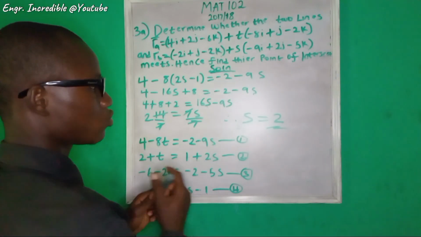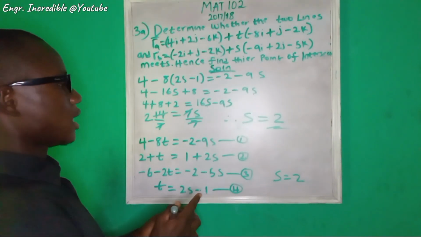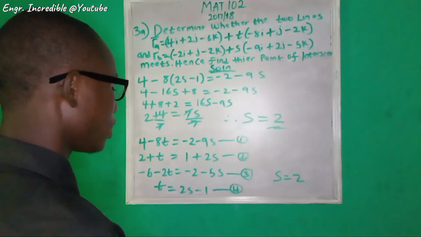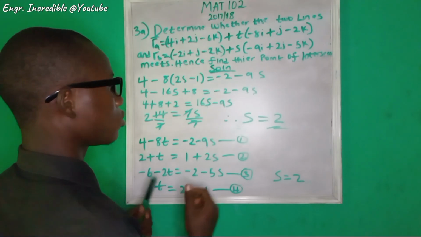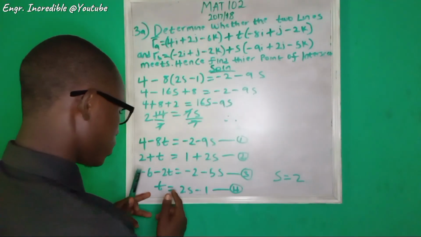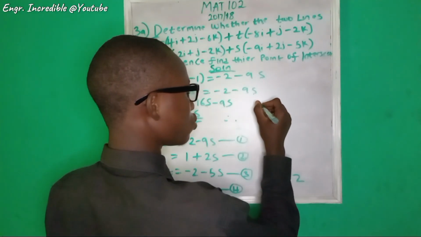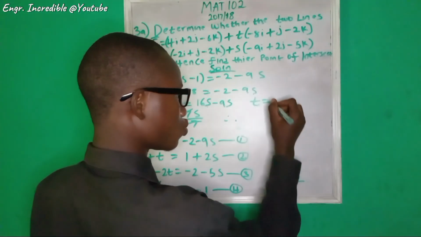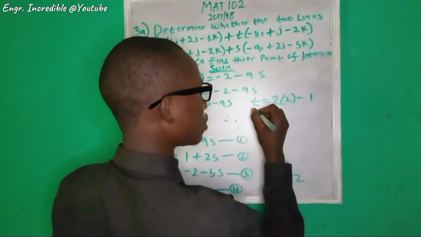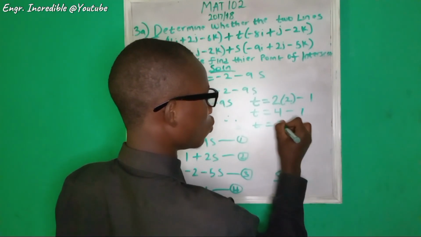So the first thing, we have found our value for s. s is equal to 2. We can decide to continue like this, but for the sake of this, let's find the value of t right here. So now looking for the value of t, we wrote our t down here as t is equal to 2s minus 1. So we have t is equal to 2, our s here is equal to 2, that is 2 times 2 minus 1. Therefore our t is equal to 4 minus 1, t is equal to 3.